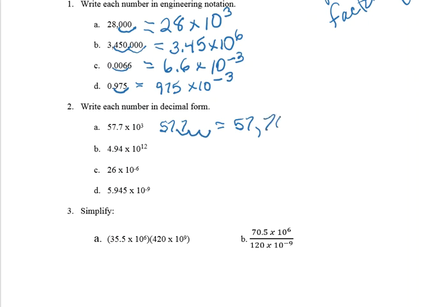So this is 57,700. This time I'm moving 12. Again, I'm making it larger because it's a positive exponent. 4.94, we're moving 12. So 1, 2, 3, 4, 5, 6, 7, 8, 9, 10, 11, 12. I have 10 empty spaces, so I have 10 zeros.